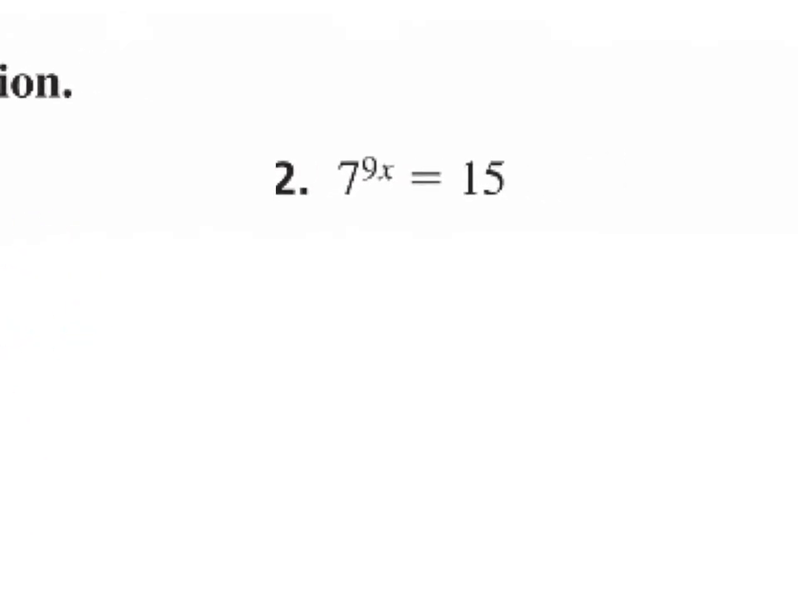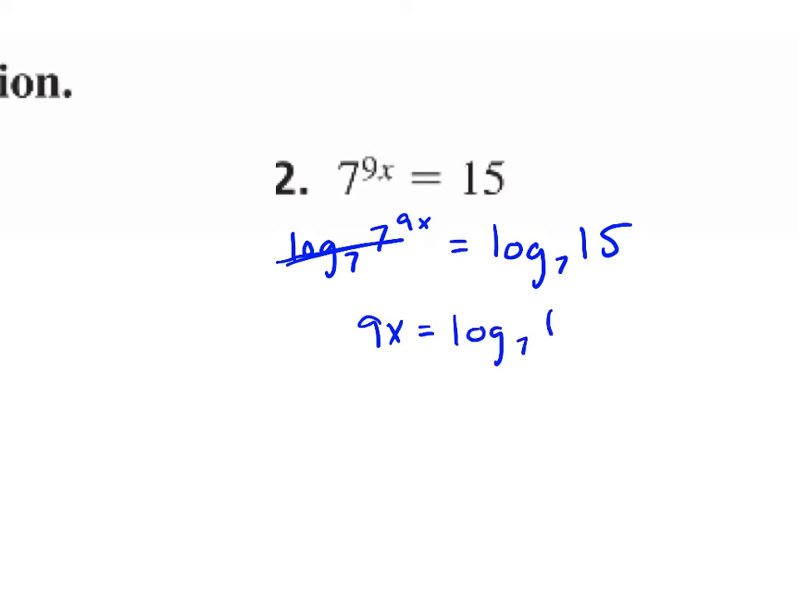All right, number 2. How do we get the x from out of the exponent? Log base 7 of 7 to the power of 9x. What we do on one side, we have to do to the other, so log base 7 of 15. What happens to log base 7 of 7? Cancel. So 9x is equal to log base 7 of 15. How do we put log base 7 of 15 in our calculator? What goes on top? Log of 15 over log of 7. What do we get?